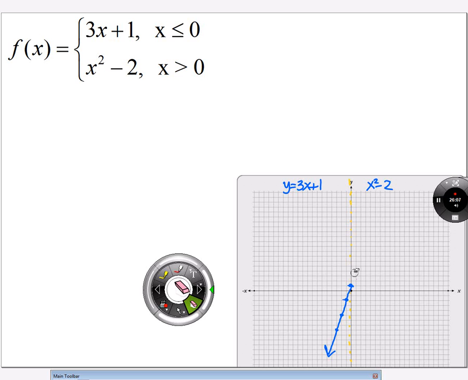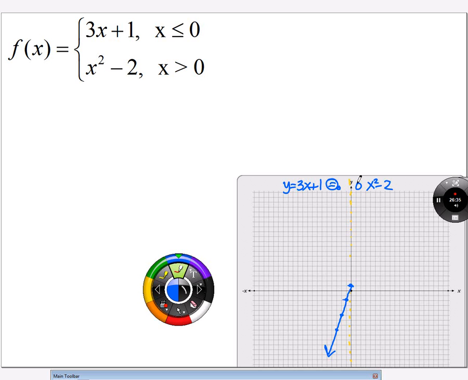I also need to think about this end point right here. Should it have been closed? I just drew it because I was drawing it. But should it be closed or open? So for the 3x plus 1, is it equal to 0 in that domain or no? Can x equal 0 next to the 3x plus 1? Yes. So at 0, if you have to, you can say it equals on this side, so you should close it. Or you could say this one's closed and this one's open.